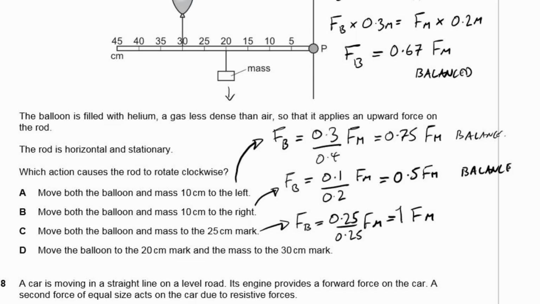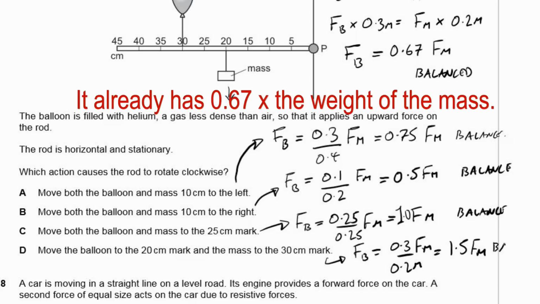So that gives us 1 times the force of the mass. And finally, move the balloon to the 20 centimeter mark and the mass to the 30 centimeter mark. Well, that would give us the force from the balloon. And remember, all of this is to see where it balances. So from this situation, the mass is now at the 30 centimeter mark, 0.3 meters, divided by where the balloon would be, the 0.2 meters, which is actually 1.5 times the force of the mass.